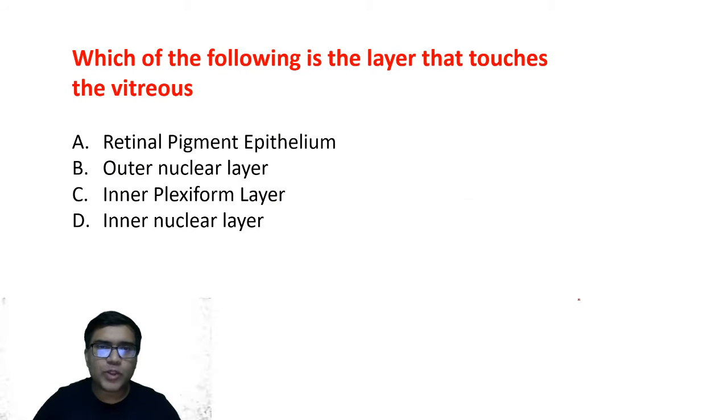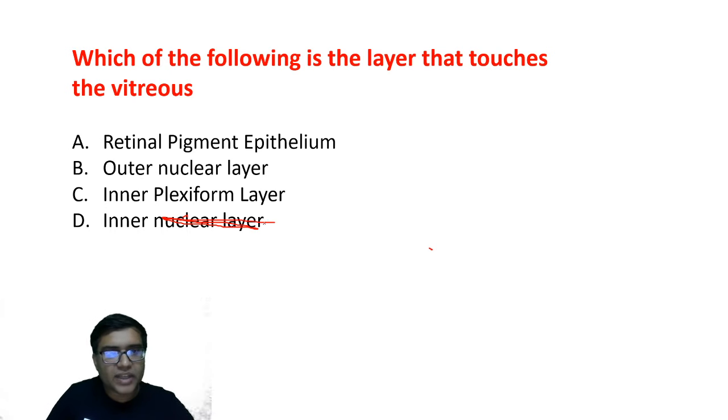So my question for you is, which of the following is the layer that touches the vitreous? Retinal pigment epithelium, outer nuclear layer. Okay, the last option is inner limiting membrane.